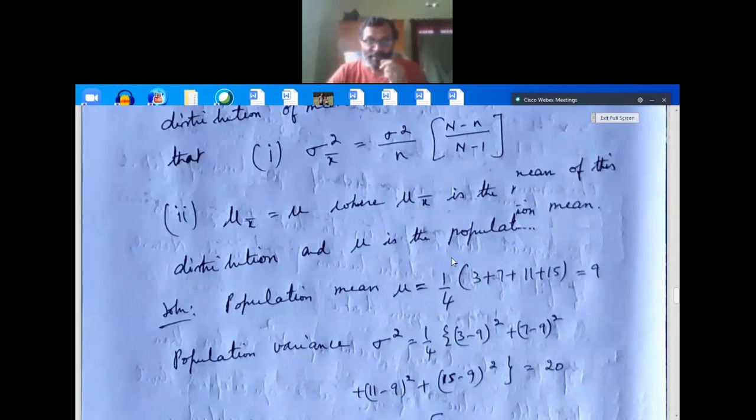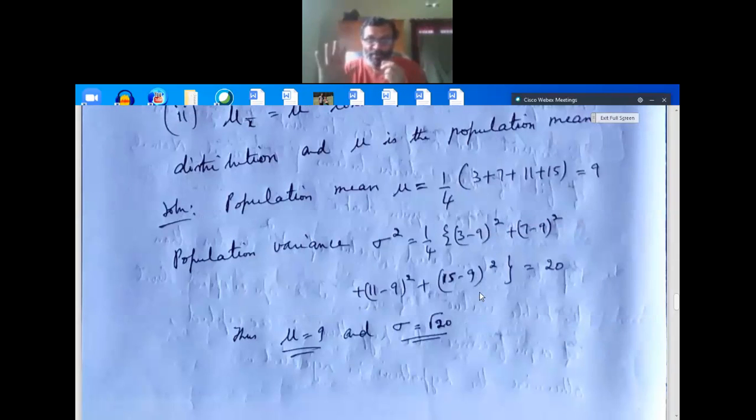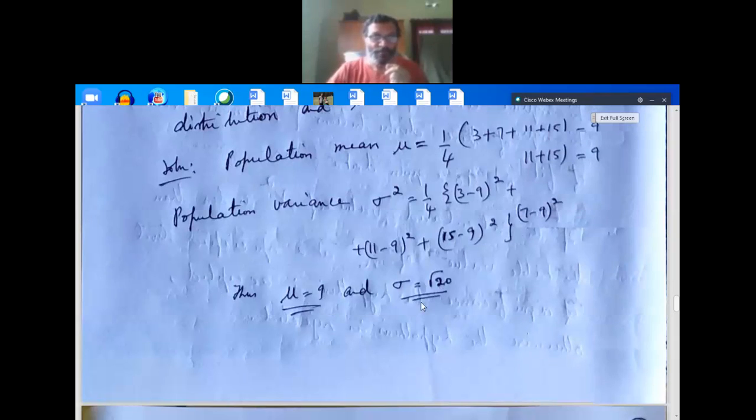So mu equals 9 and sigma equals root 20. This is clear. We calculated the population mean and standard deviation. Okay. Now part A, what is that?